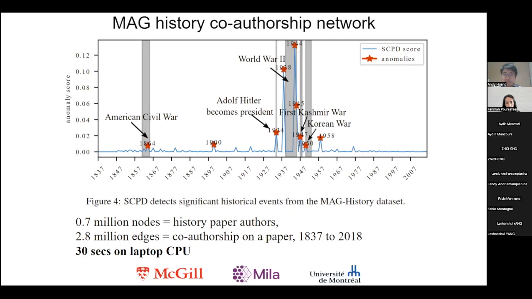The change points that we have detected are very interesting. We can see that the different international wars correspond to changes in collaboration patterns in the history community. We believe that this is because, for political reasons, obviously, the publication patterns will change around these international wars, and probably the views on history will also change as well. For example, we detected the Second World War, as well as the American Civil War, and so on.